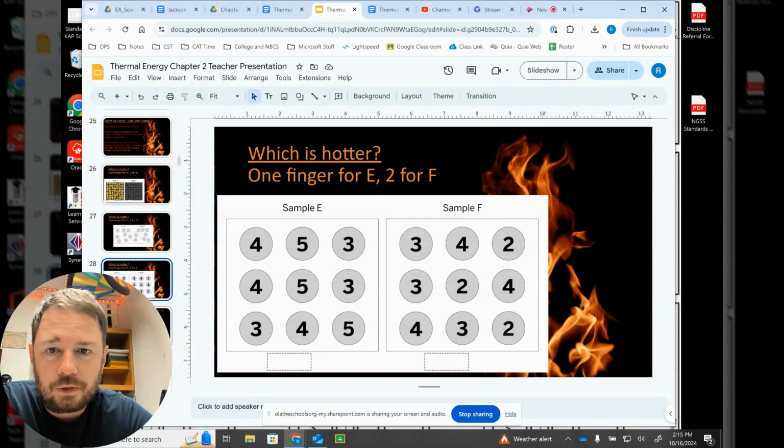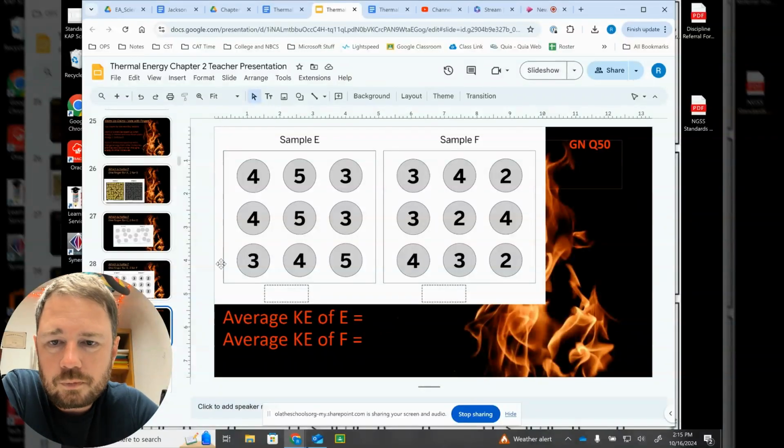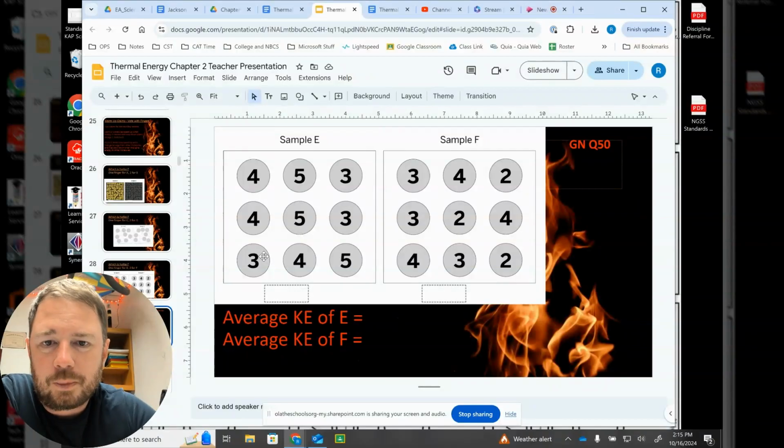All right, which of these is hotter, E or F? So this one's a little harder to just tell intuitively. So we need to calculate the average kinetic energy for these. To calculate the average, you add all the numbers up and you divide by however many numbers are in your sample. So both samples have 9 numbers, 9 little dots. So let's figure out what the average of E is and the average of F.